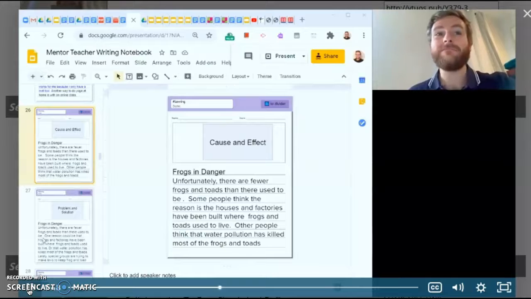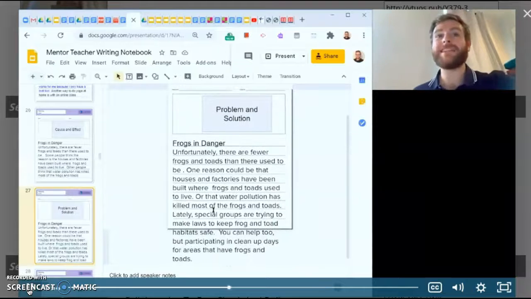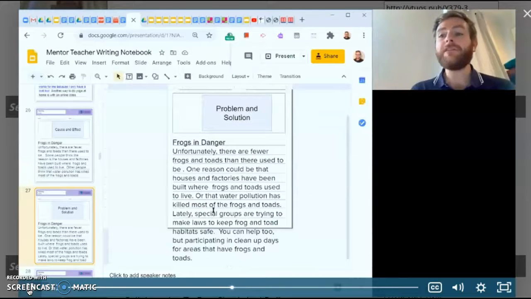So I tried it again as a problem and solution paragraph. It got a little bit longer. Look at and note the differences, and maybe we could decide together which one's better. Unfortunately, there are fewer frogs and toads than there used to be. One reason could be that houses and factories have been built where frogs and toads used to live, or that water pollution has killed most of the frogs and toads. Lastly, special groups are trying to make laws to keep frog and toad habitats safe. You can help too by participating in cleanup days for areas that have frogs and toads.